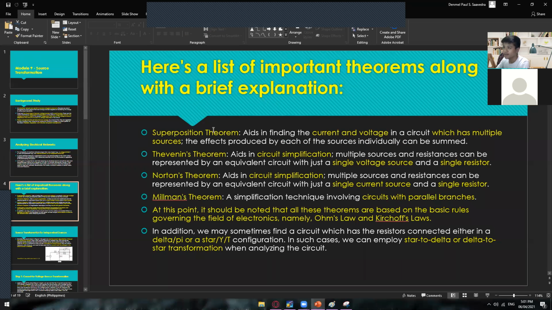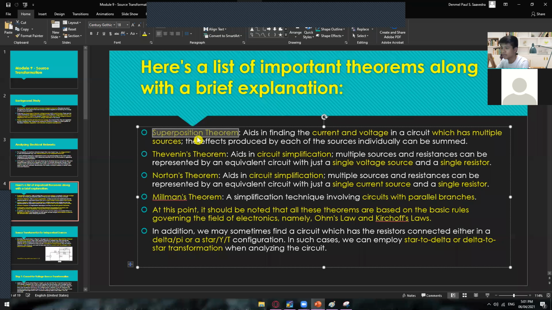Here is a list of the important theorems along with a brief explanation. The superposition theorem is good in finding current and voltage where there are multiple sources. Thevenin's theorem and Norton's theorem are the best when it comes to transforming a complex circuit into a very simple circuit. For Thevenin's theorem, we have the Thevenin's voltage and a resistor. For Norton's theorem, we have a current source and, of course, a resistor also. They are the same when it comes to resistance.